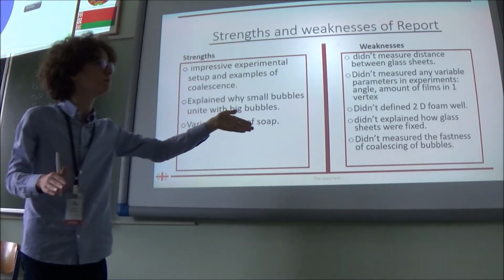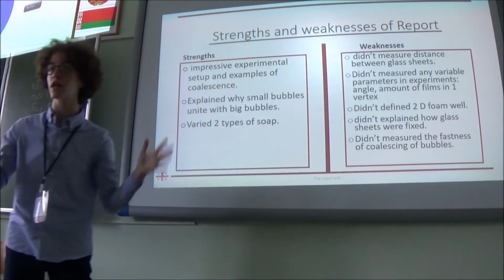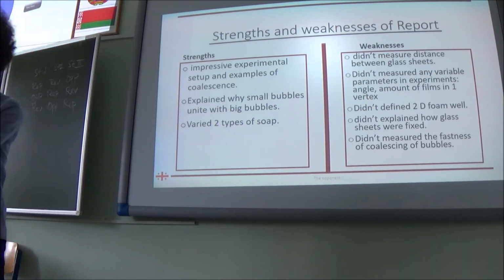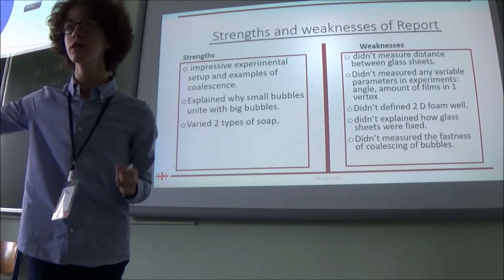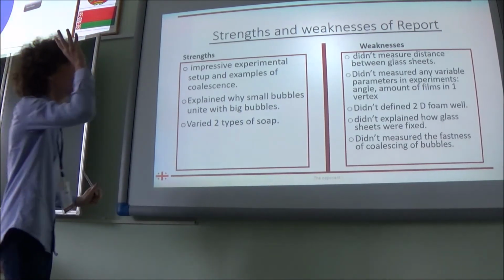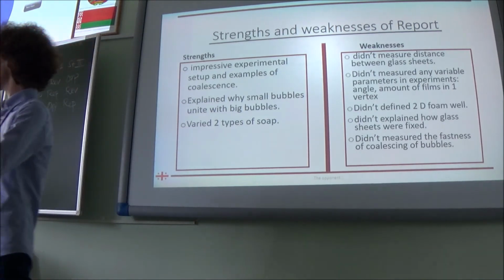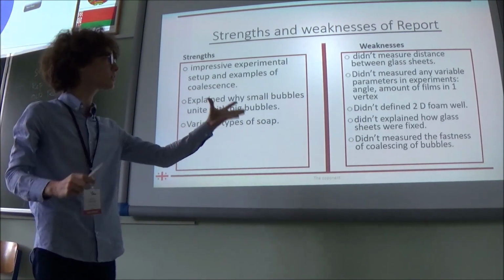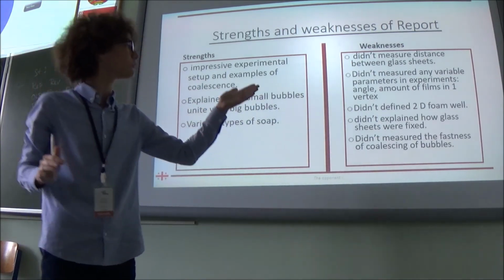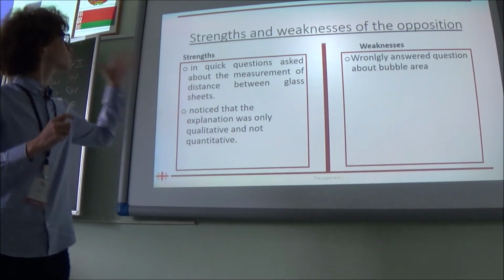However, in the report, she did not measure the distance between glass sheets, and for this reason the glass crushes the foam, and we get another parameter which we don't know, and this fully changed the problem itself. And also she did not define 2D foam very well, and sometimes it was exchanged for 3D foam, and she didn't explain how glass sheets were fixed, and did not measure the speed of coalescing bubbles. These are the strengths and weaknesses of the opposition.